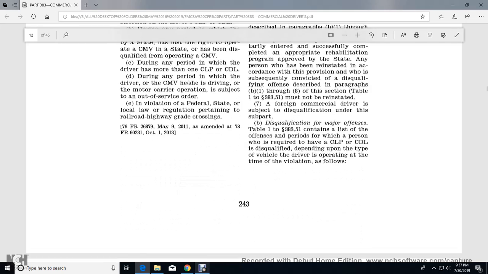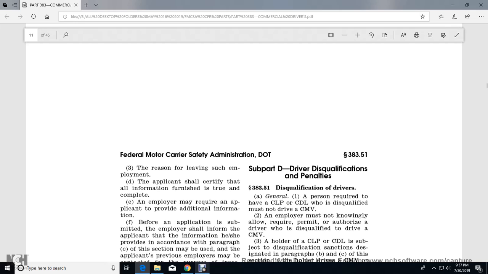Alright, Subpart D, driver disqualifications and penalties.